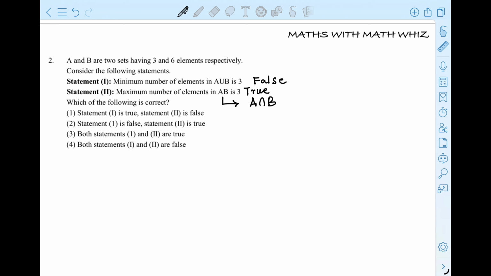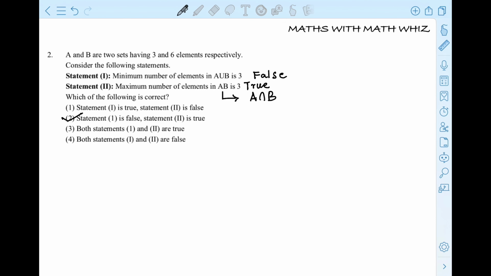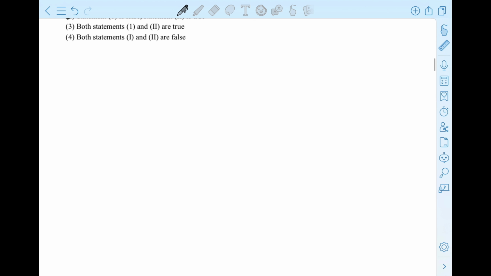Therefore, when it comes to the answer, it will be option 2 where statement 1 is false and statement 2 is true. Let us move on to our next question.